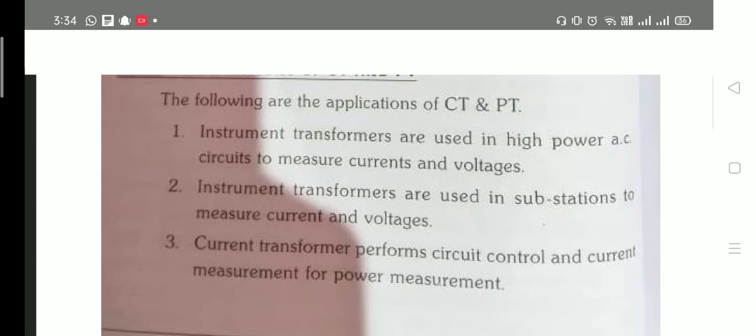Instrument transformers are used in substations to measure the current and voltages. In substations also we are using these instrument transformers.